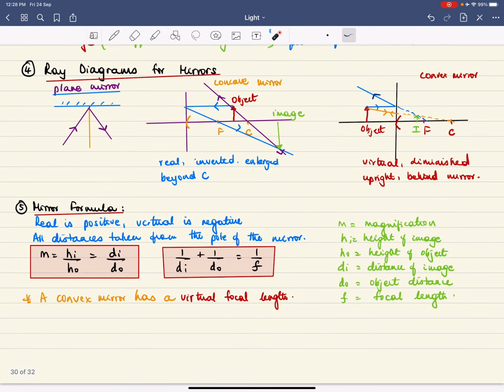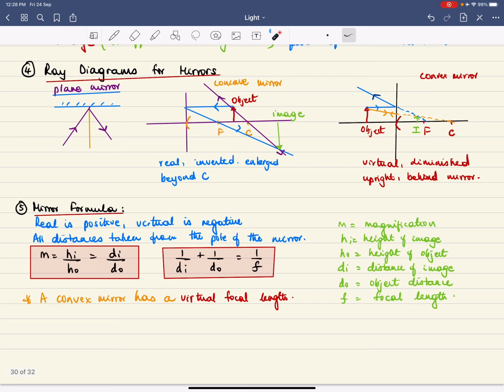Okay, and the mirror formula, there are two of them. What we do when solving problems is we take real as positive, virtual as negative. You've got to put the negative sign. So the focal length of a convex mirror is always negative, so your F is negative. And if the image is virtual, then that will be negative as well. The object distance will always be positive because that's always in front of the mirror.